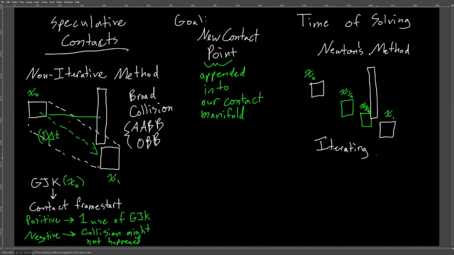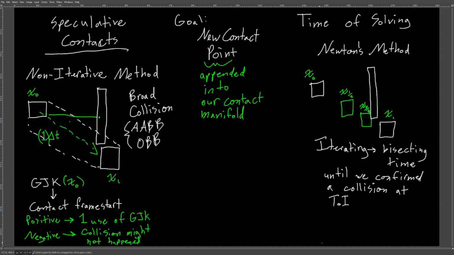However, we'll iterate by bisecting time to see if we actually ever fell within the proximity of what we would call a collision, because again, GJK returns a distance, so we'll have to have some range where we consider a collision to actually be some minimal distance between the two rigid bodies. Now, this method's great because we avoid the ghost collisions. The major downside is it is iterative, and it means it will probably be slower than the speculative contact method.